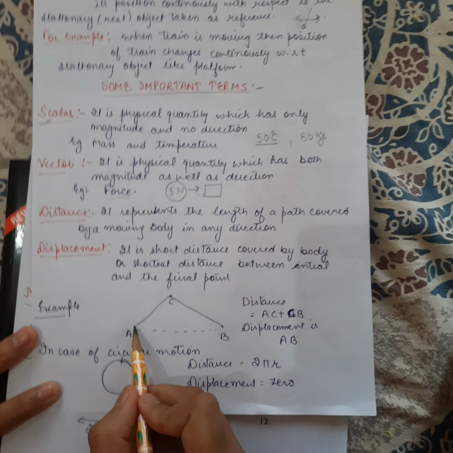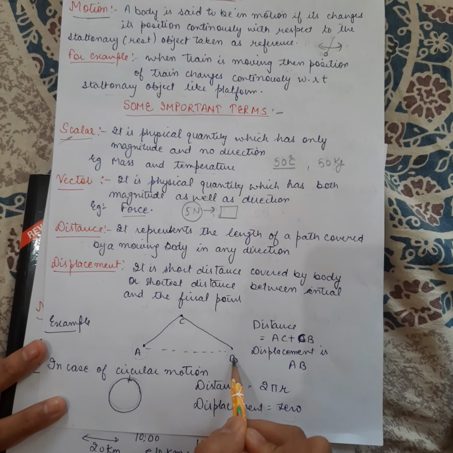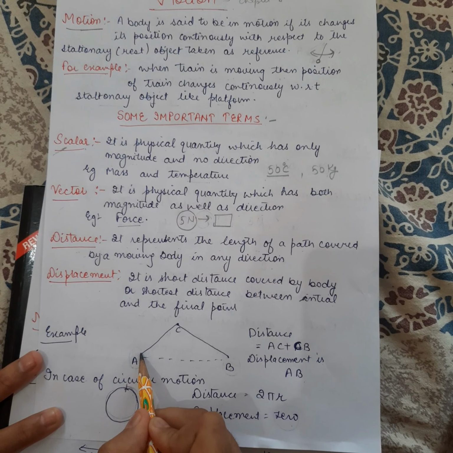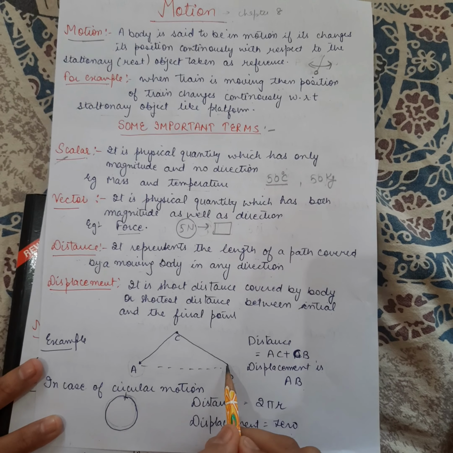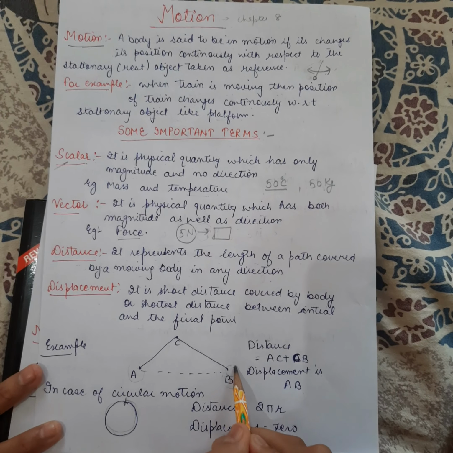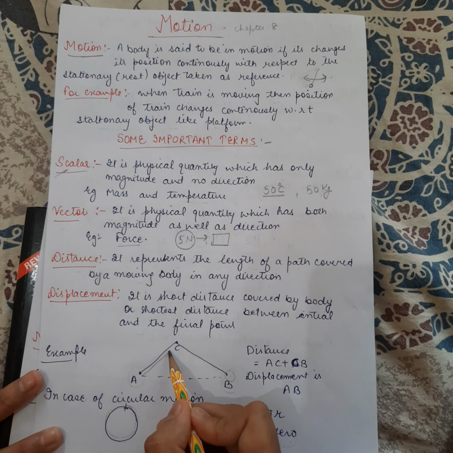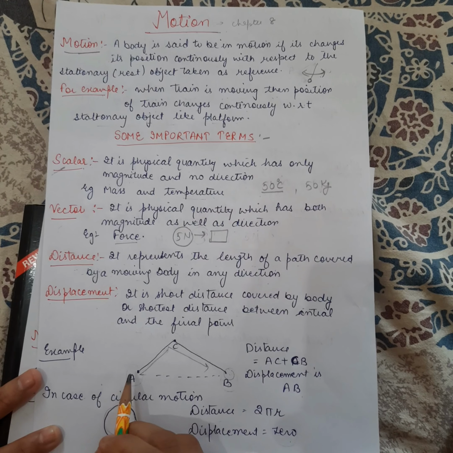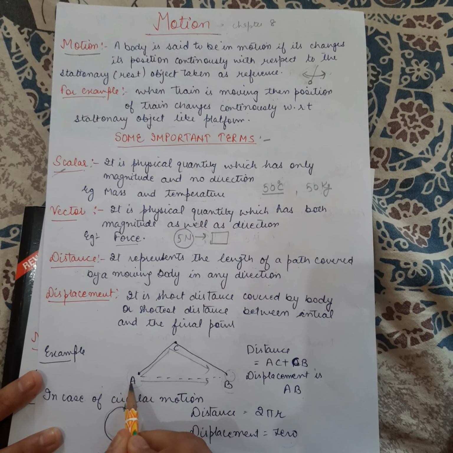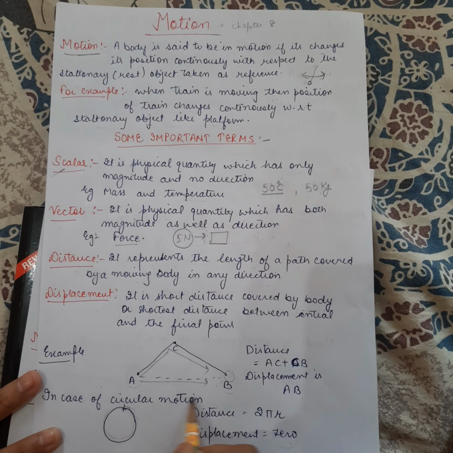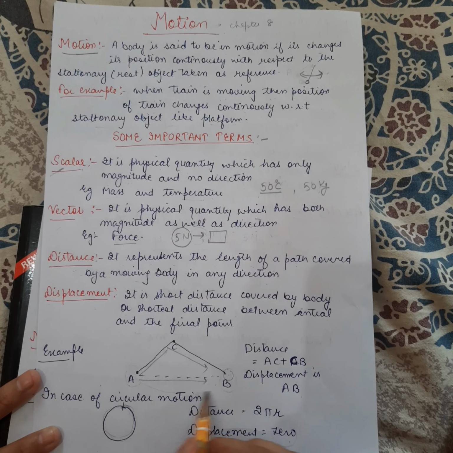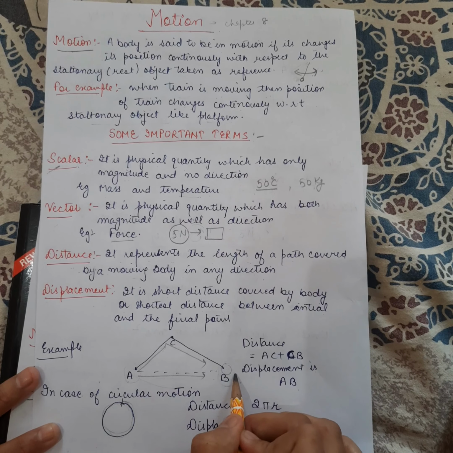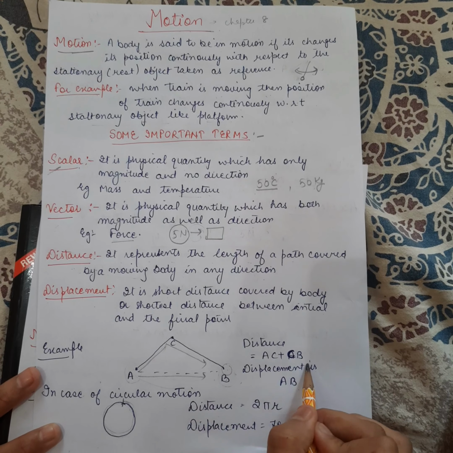We are taking two destinations, that is A and B. If a person is standing over here at A and he wants to go to point B, if he chooses the path from A to C, then C to B, then we can say that it is a distance. If a person goes directly from A to B, then we can say that it is a displacement. So the shortest distance is displacement, and the actual length covered is distance.